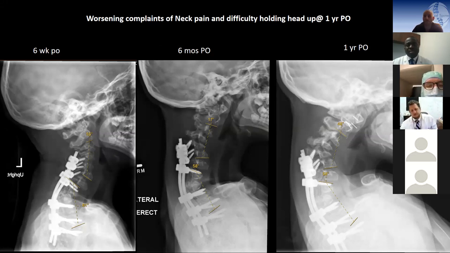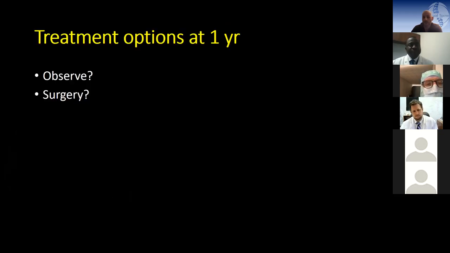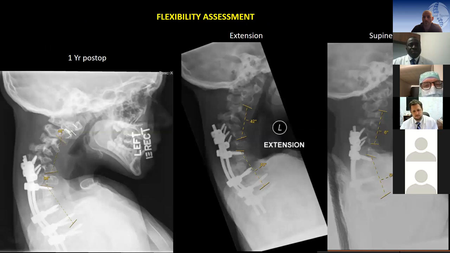So I still think that based on Mike, your assessment is dead on. You have to go to C2. Now you may have to consider maybe an anterior. So Matt, this is the flexibility X-ray. This is what it looks like in extension and in supine lateral to the right. Would you do anything different, Matt?